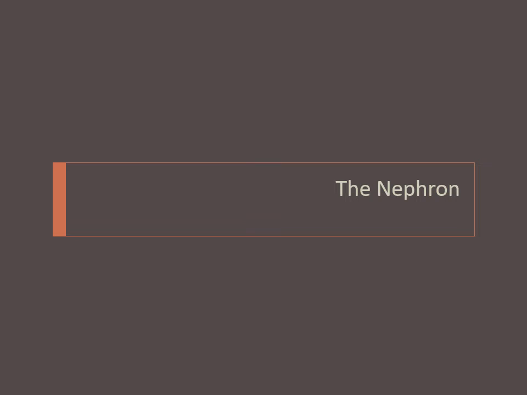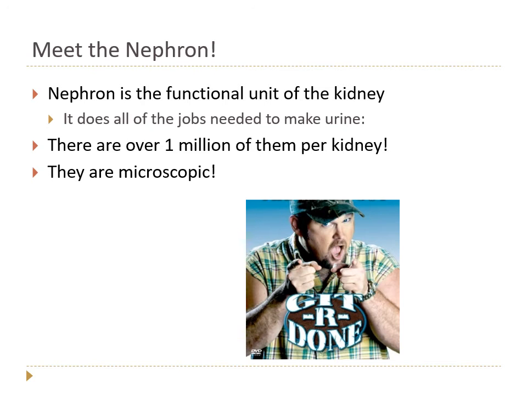So how do we actually make urine? Producing urine is the job of the nephron. I'm just going to introduce you to the anatomy of the nephron today, and then we're going to move into its physiology in part 2 of the urinary system, lecture 34. The nephron is the functional unit of the kidney. It does all of the jobs needed to make urine. They're microscopic little structures. There's over 1 million of them per kidney, but they are the workhorses of the kidney in terms of filtering the blood and producing urine.